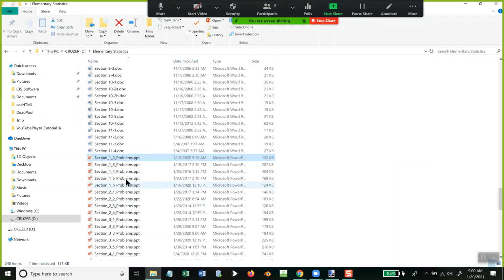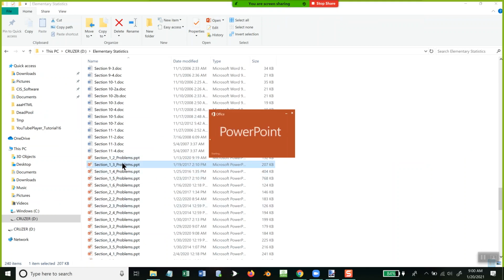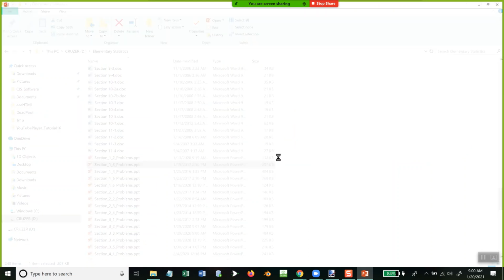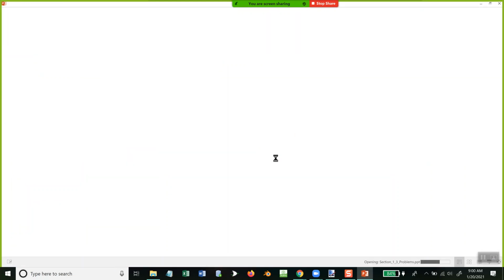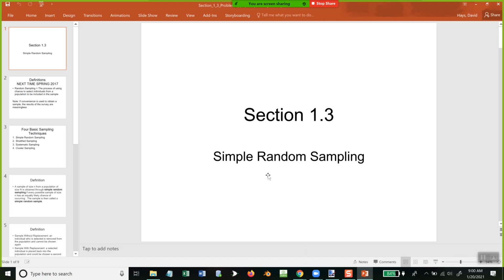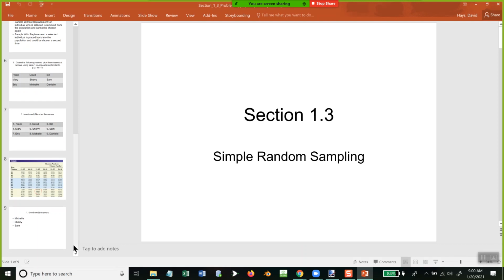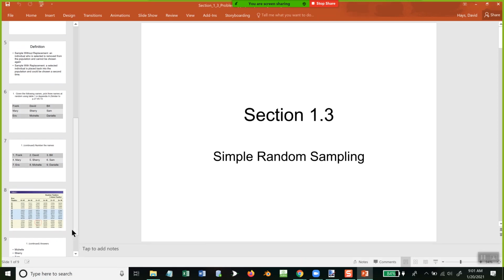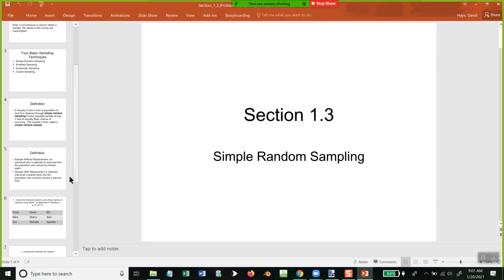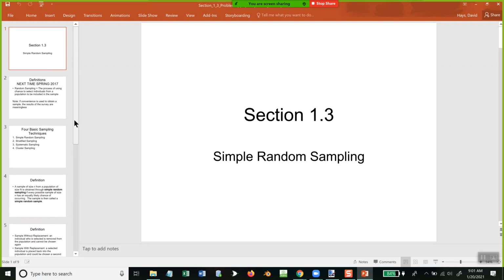Let's see if I can get into 1.3. I don't think we'll get into this today, because part of what I'm going to do here is how to do it on your calculator also, with simple random sampling. And I'm assuming not everybody has a TI-83 or TI-84 today. Is that a true statement? Okay. So next time we'll get into the calculator part, and we'll see how to do sampling via the TI-83, TI-84, along with covering some more definitions.